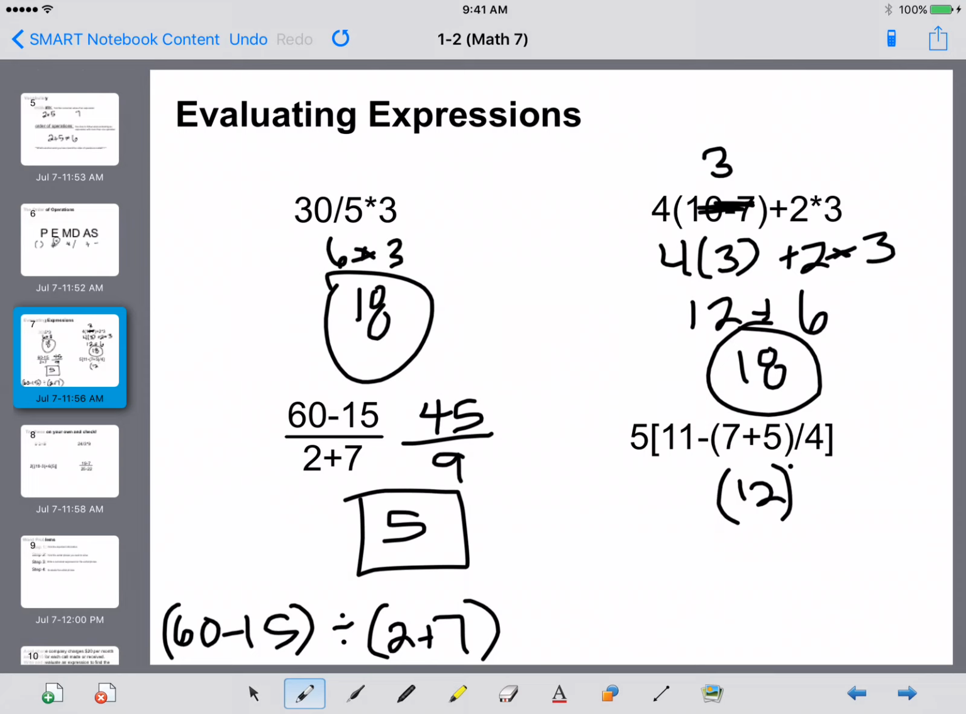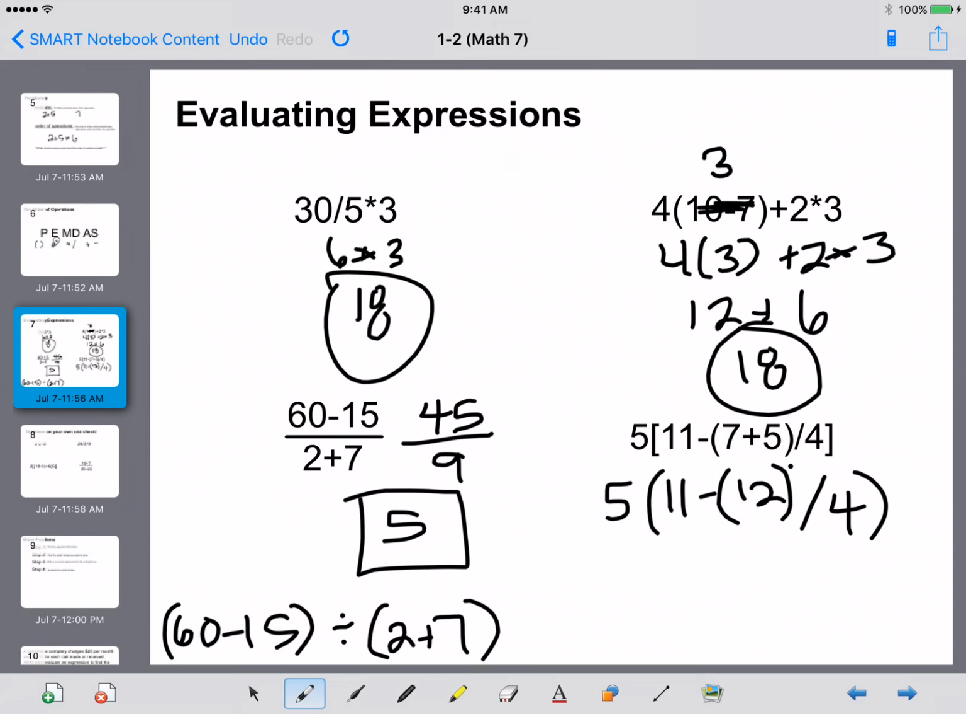Then I'm going to rewrite this whole thing. So behind it is divided by 4, 11 minus 5. So guess what? We've still got parentheses in here. And then our parentheses are around our 12. It's already solved, so we don't have to worry about that one. Am I going to do 11 minus 12 or 12 divided by 4 first?